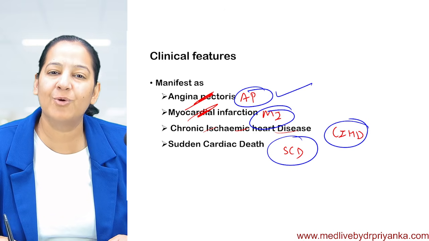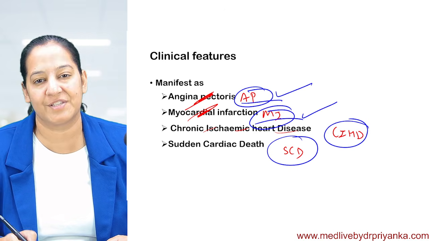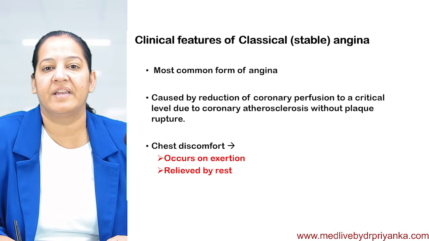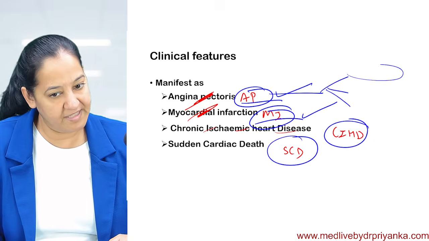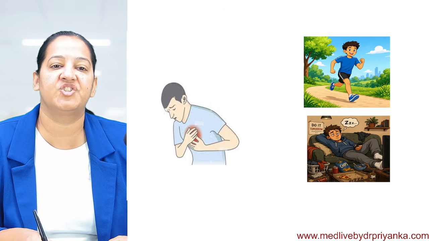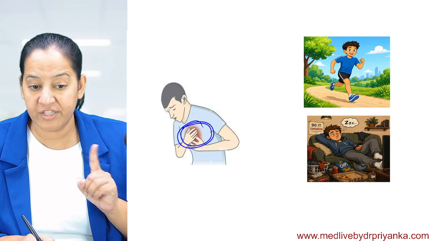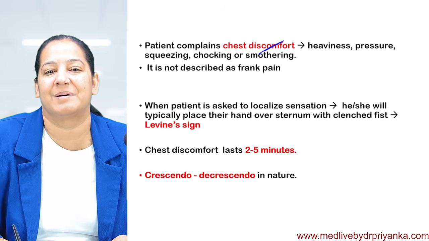So here I will be explaining the first 2 most common topics: the clinical features of angina and the clinical features of MI. So what are the clinical features of angina? Angina is also of 3 types, but here we will see the details of classical angina. In classical angina, the person has only one complaint: chest discomfort. Don't call it chest pain, call it chest discomfort.